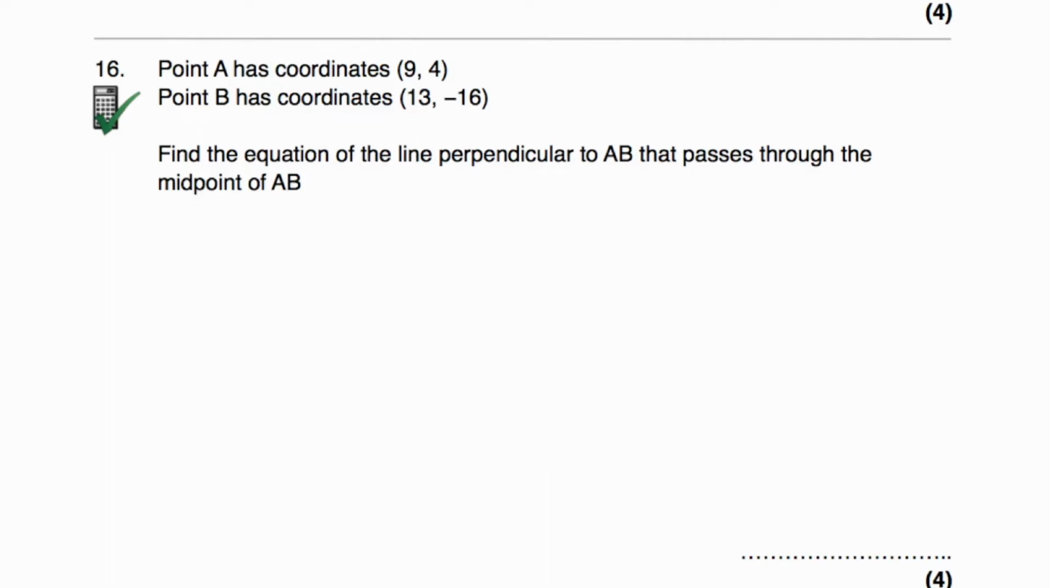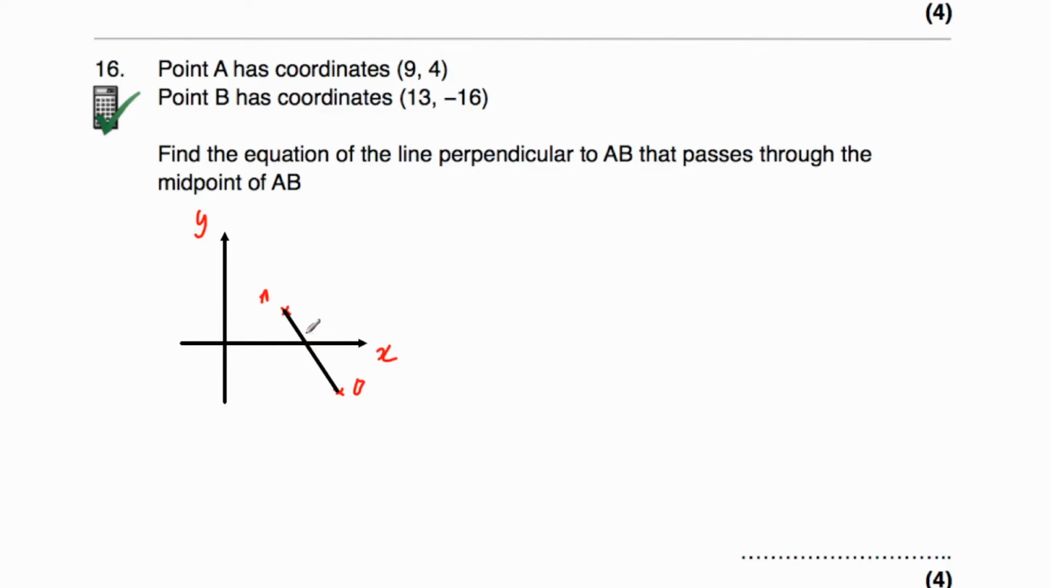of AB. Now I'm actually going to do a sketch here. So we've got our x-axis and our y-axis, and we've got the point A, which is 9, 4, so 9 across and 4 up will be there, so that's the point A, 9, 4. And then we've got the point B, which is 13 across and 16 down, so the point B would be down there somewhere. And we're trying to find the equation of the line that's perpendicular to AB, so let's join up A and B. So we're trying to find the equation of the line that's perpendicular to AB, so crossing it at right angles, that passes through the midpoint of AB.